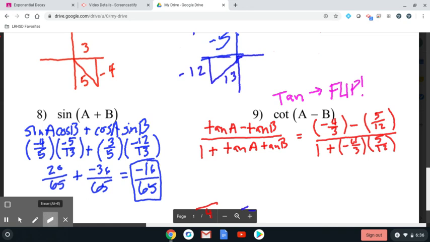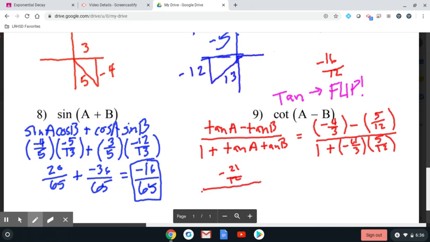Okay, so once you're here, on the top we're going to have to get a common denominator, and on the bottom we're going to have to start to multiply. With the top, this negative 4/3, if we need both denominators to be 12, we can turn this into a negative 16 over 12. So negative 16 over 12 minus 5 over 12 gives us our numerator of negative 21 over 12.